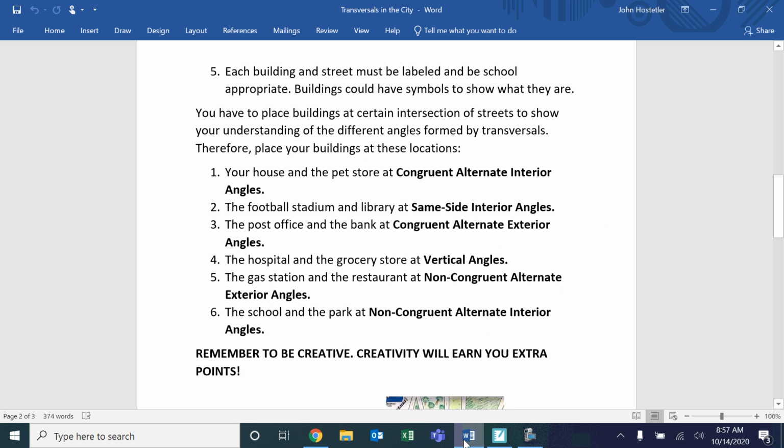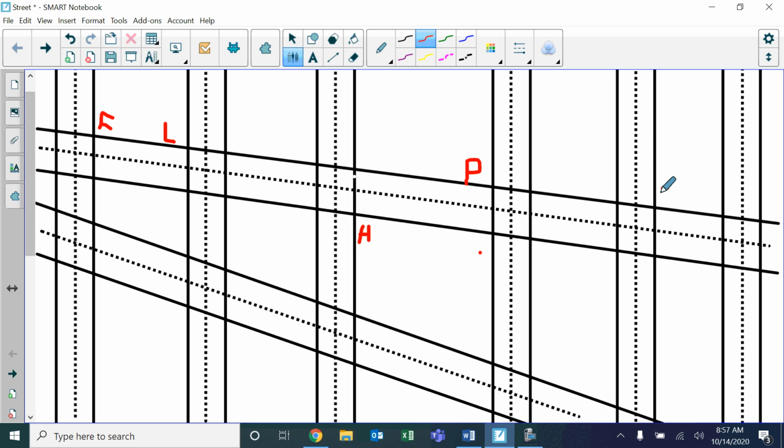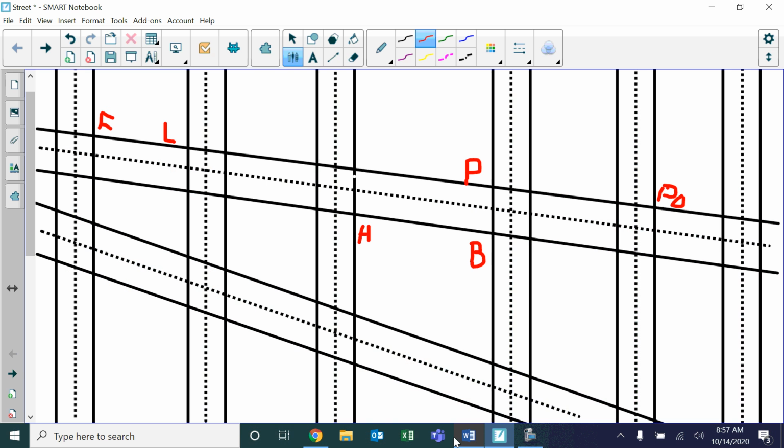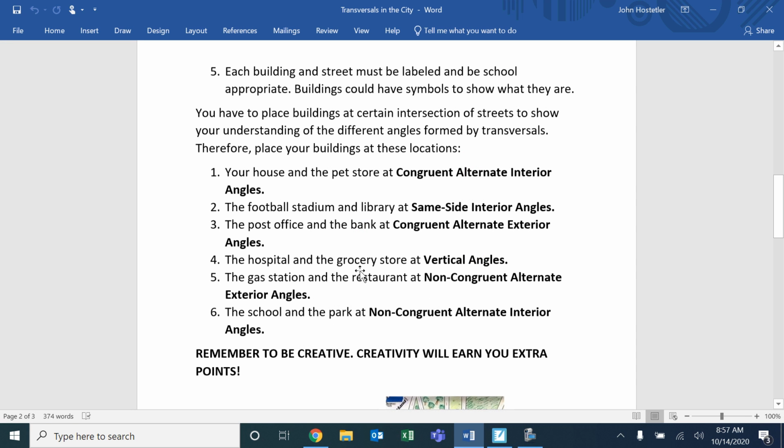So we're going to put the bank and the post office. So here's the post office, right? I'm just going to call it PO. And the bank. Now you need to draw pictures, right? All I'm doing is trying to show you how to do this in terms of where you need to place things. Now these are alternate exterior and they're the same measurement, so they're congruent to each other. Okay. Now we need to look at getting into the non-congruent in just a second.